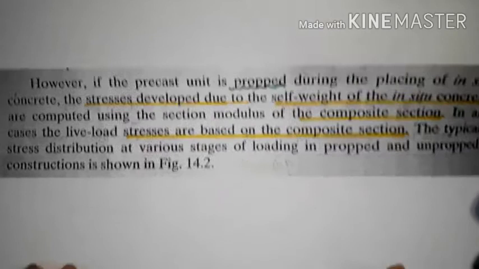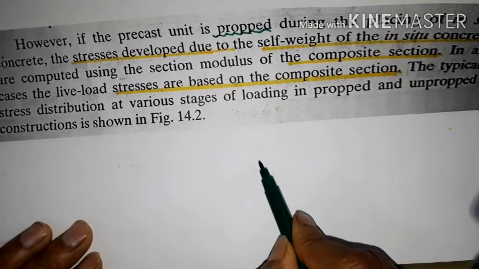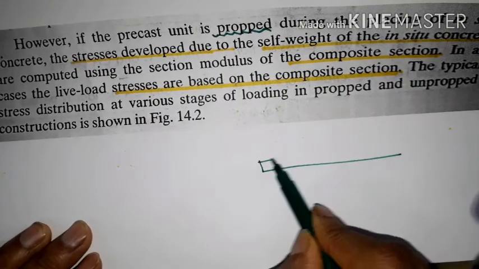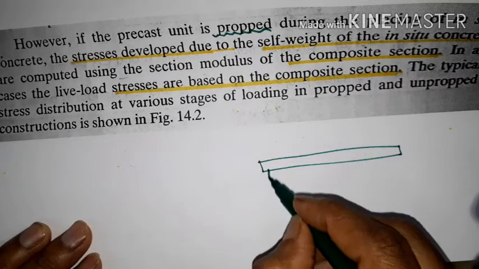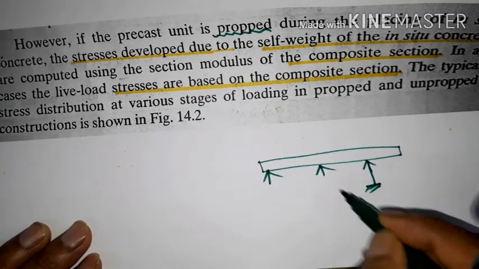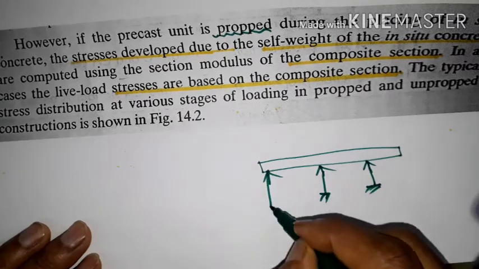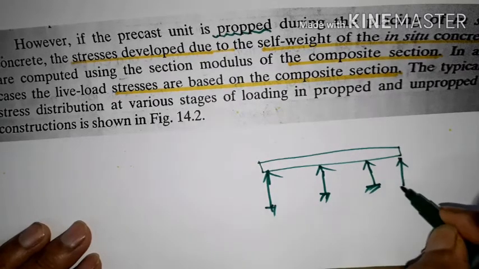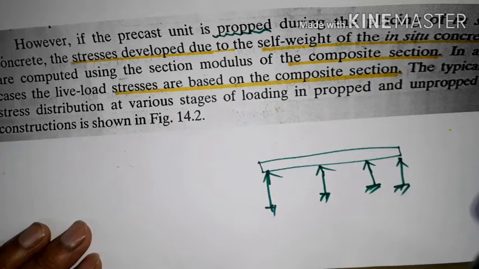So generally what will happen, here, look, if you have this as your bottom girder, and it is supported like this by props, different props, okay, so this will be the propped condition. If it is removed, then it will become unpropped.